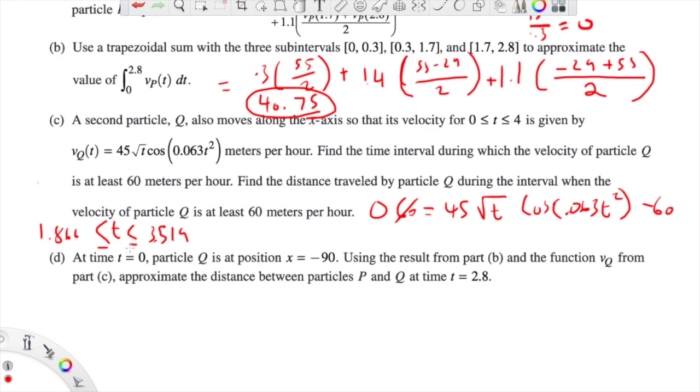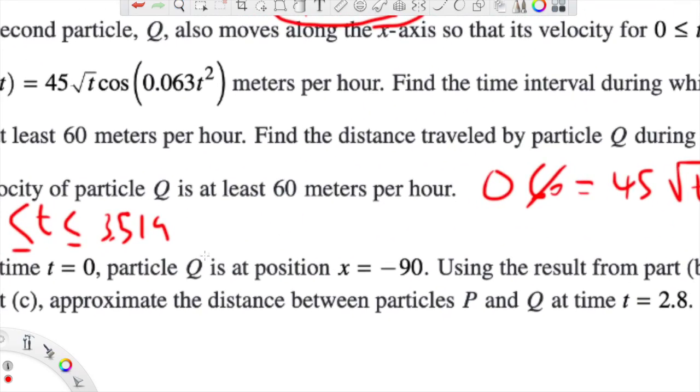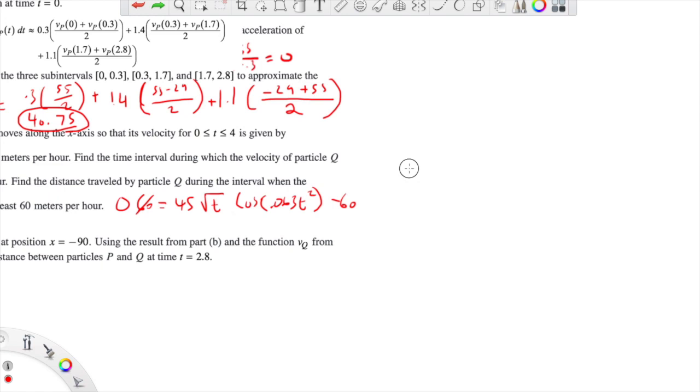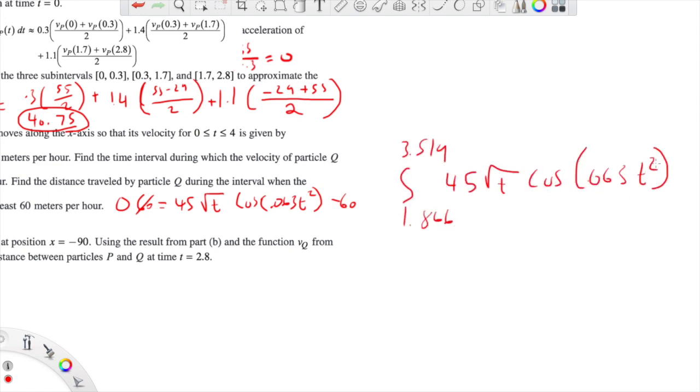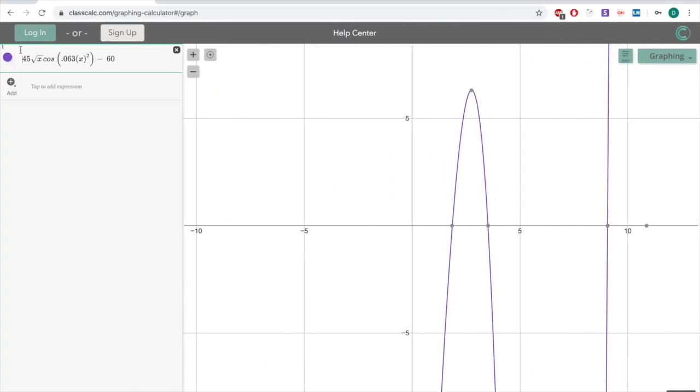I'll include that. And then the second part is to find the distance traveled by the particle during that interval. I'm going to zoom in here so we have more space. We're basically going to take the integral from 1.866 to 3.519 of our velocity to get the distance traveled during that time. We'll just do it over here where we have some space. To make our lives easy, we're just going to plug this into the calculator. We don't need to solve it directly.